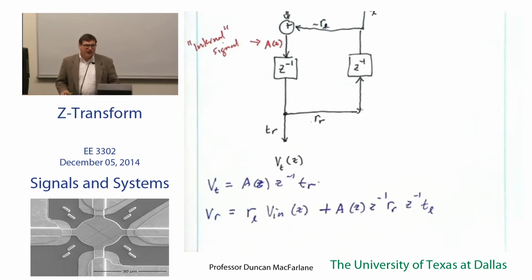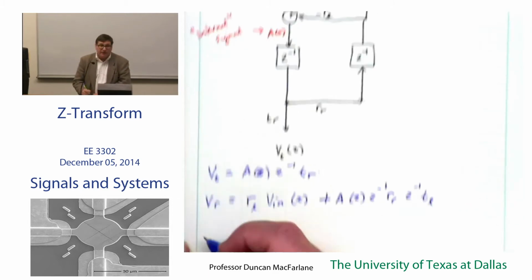And I'm writing this in a kind of funny way so that you see exactly where things are coming from. A times the first delay, times the reflection off of the right side, times another delay, times the transmission through the left mirror. Okay?